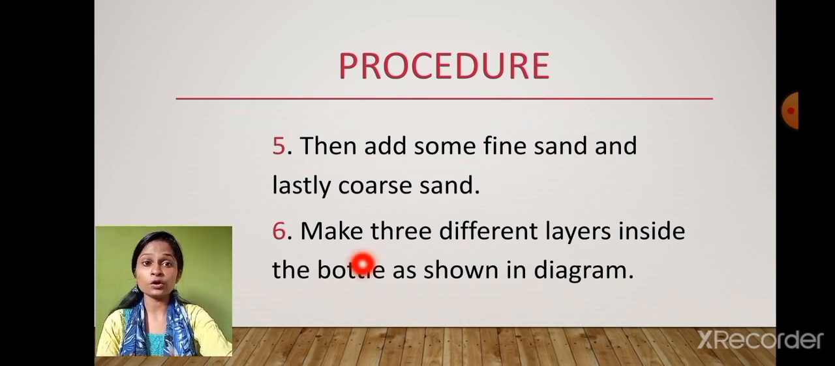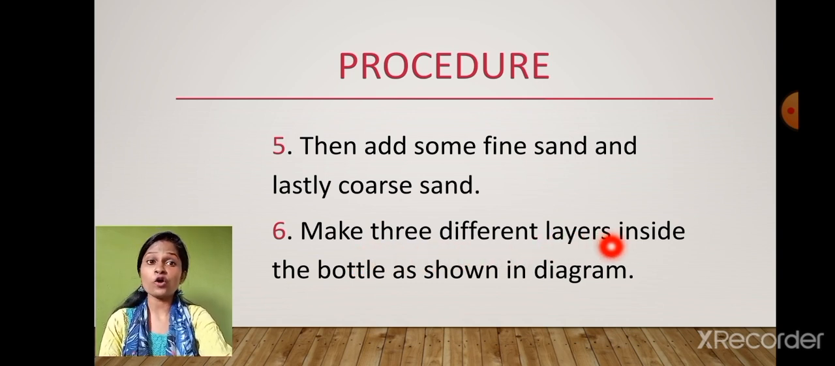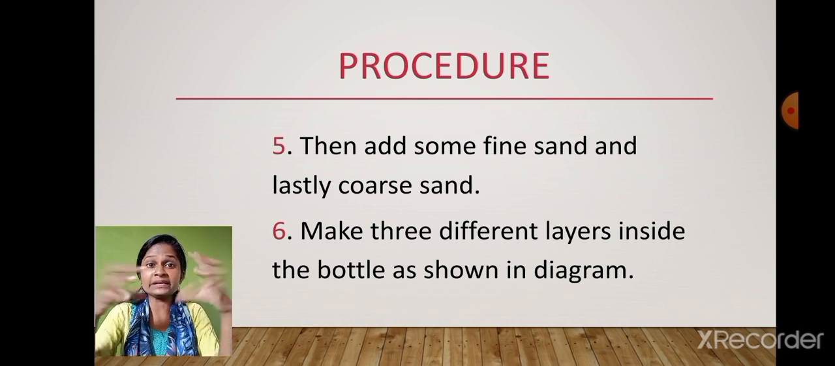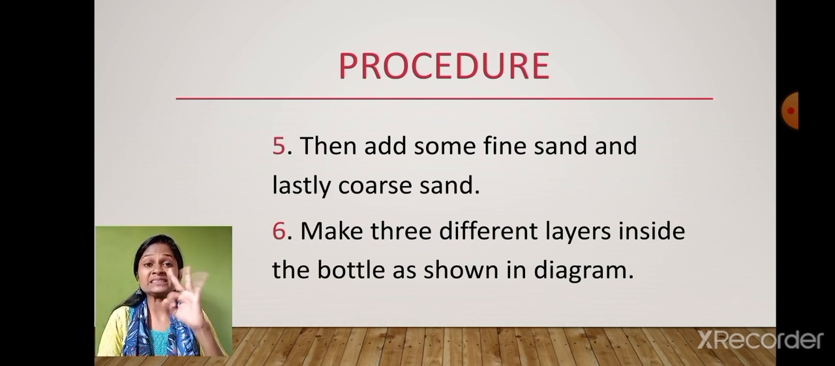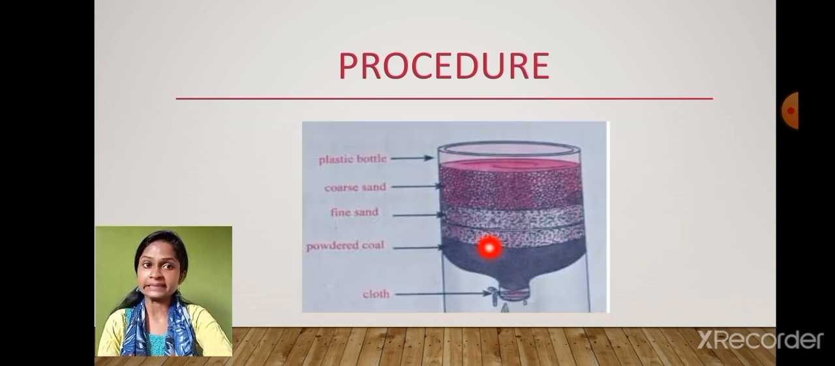Step number 6: you have to see that there are 3 different layers forming inside the water bottle. In the water bottle you should see 3 layers very clearly. They shouldn't get mixed into each other. There should be 3 different layers, one above the other. At the bottom it should be the charcoal layer, on top of that the fine sand layer, and on top of that the coarse sand. Is that clear? This is how you make the 3 layers distinct.